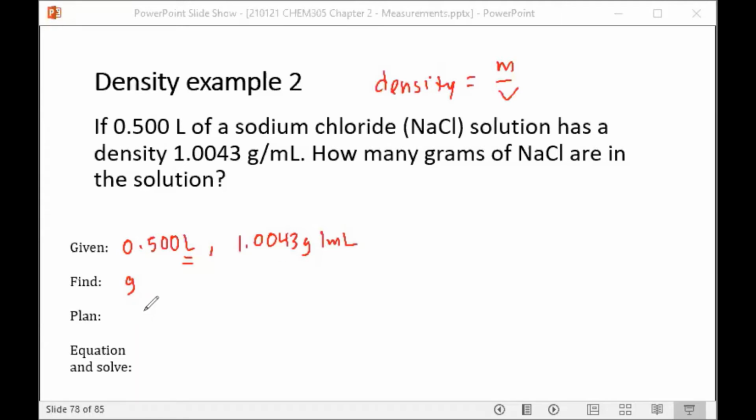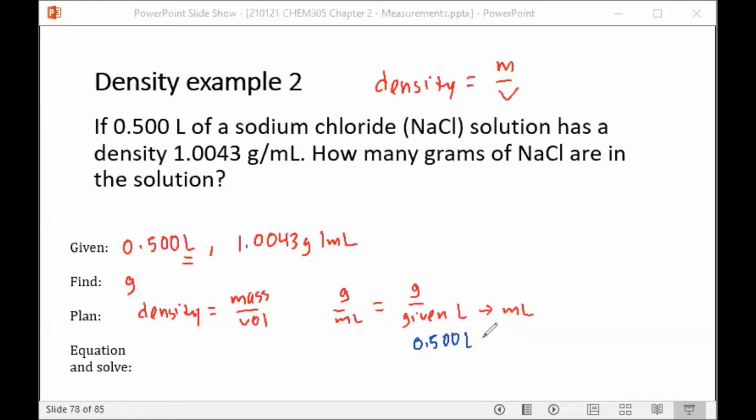So our plan is to take our density is equal to mass over volume, but our units need to match. And right now our density is in grams per milliliter, and we want to solve for grams, but we're given liters. So we need to convert that to milliliters before we can plug it in to solve. So what I'm going to do next is convert our given 0.5 liters into milliliters.